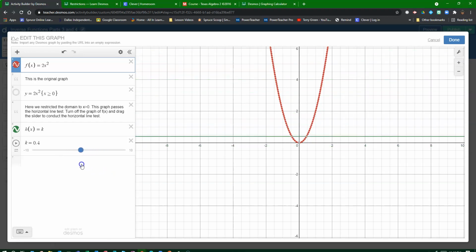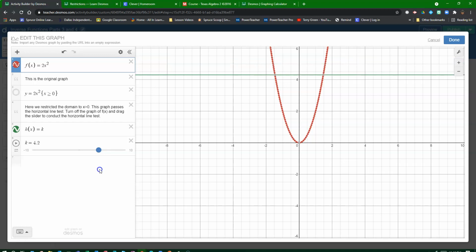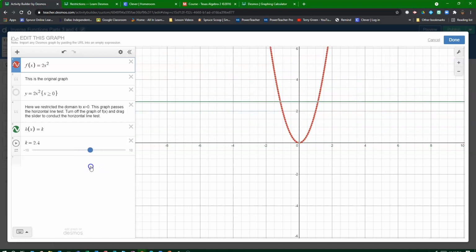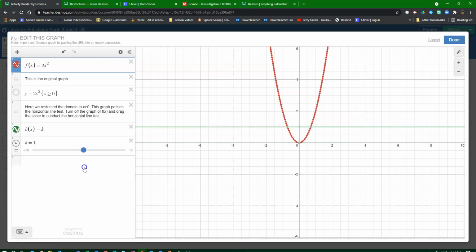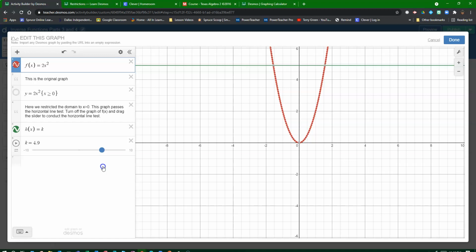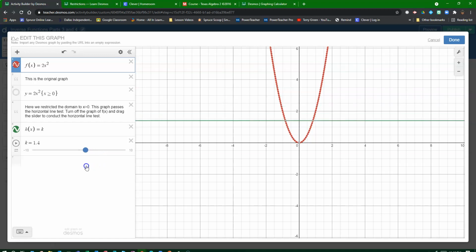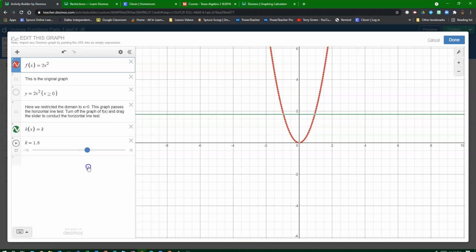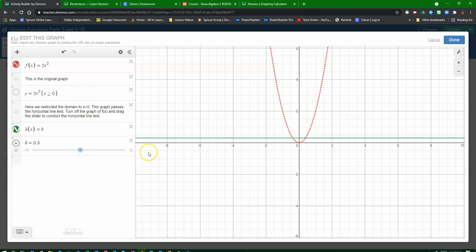Notice if I work the slider, I notice that it intersects the graph everywhere except maybe at zero, which is the only point on the graph where it only intersects it once. But everywhere on this function, pretty much where x is greater than zero, anywhere on this function, pretty much as it is, it fails the horizontal line test because it intersects more than once.